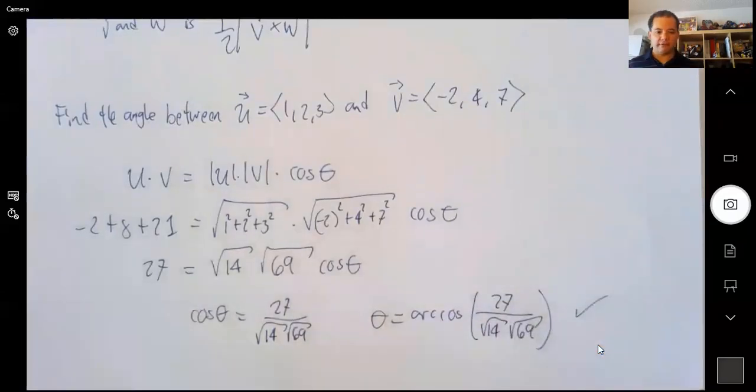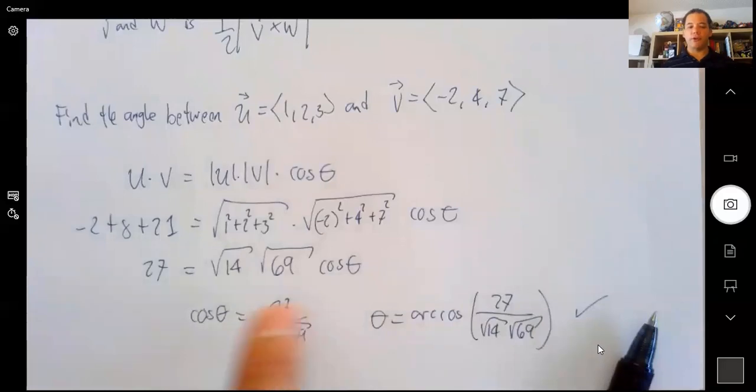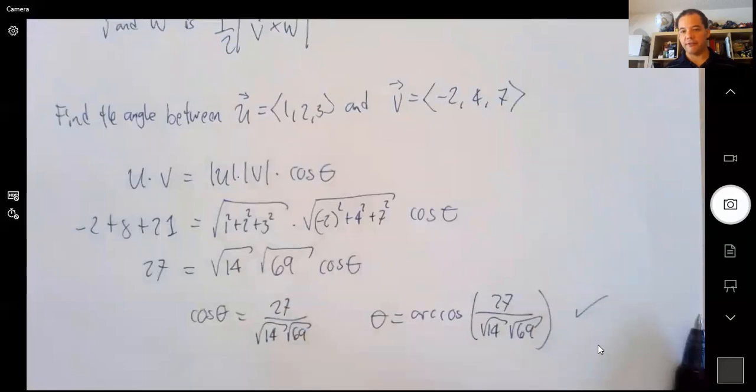And we're done, right? I know if you get a pretty number here that you know the cosine of, like radical 2 over 2 or square root of 3 over 2, then you can know the theta. Otherwise, you write it like this, with the arc cosine function. All right?